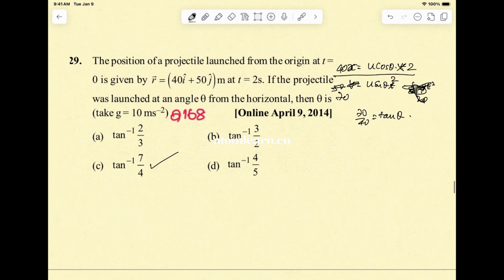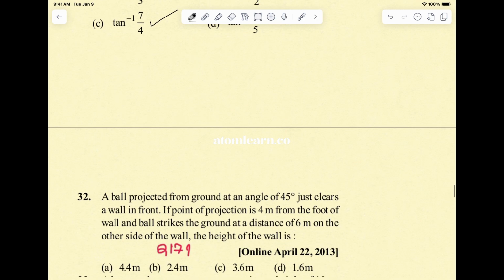Understood how we have done? Let me just repeat. x is equal to u cos theta t, y equal to u sin theta t minus half g t squared. Therefore, t is given as 2, substitute it here, and the x value is given as 40 and the y value is given as 50. Substitute it, therefore you get u cos theta into 2 as 40, u sin theta into 2 as 70. Divide one by the other, you get tan theta equal to 7 by 4. Okay, let's go to the next one.